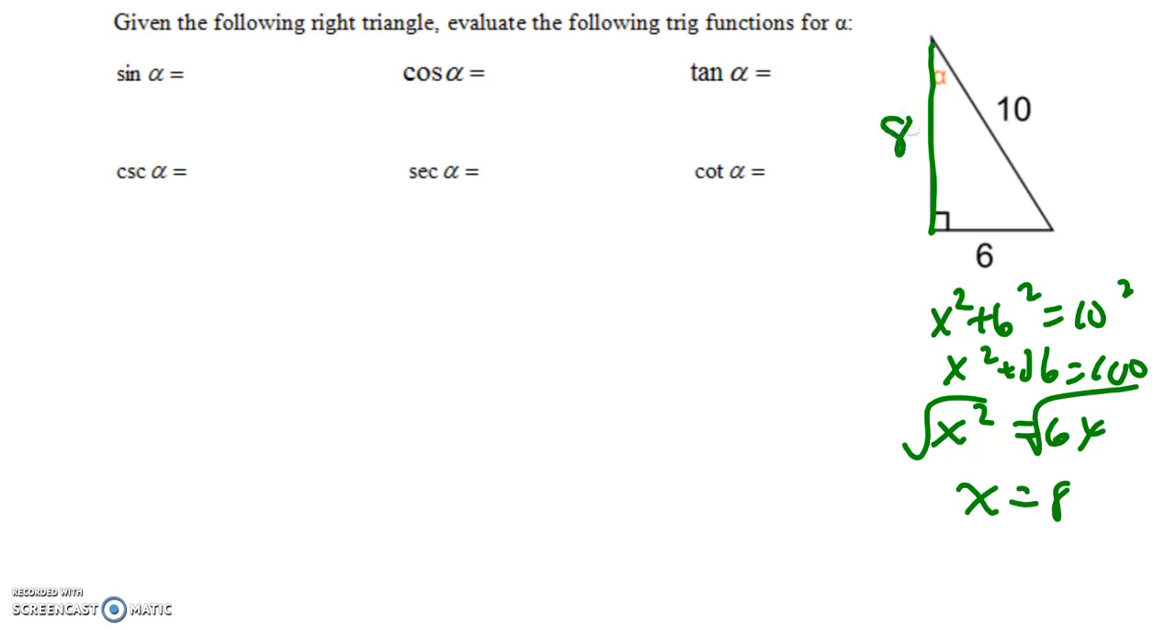Now, some of you might have liked those Pythagorean triples. So if you notice that 6 and 10 both could be divided by 2, this is technically a 3, 4, 5 triple that was multiplied by 2, just as a fun fact.